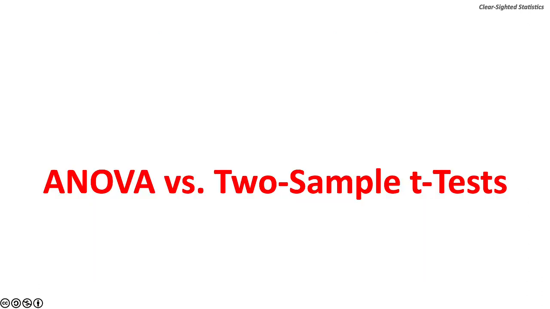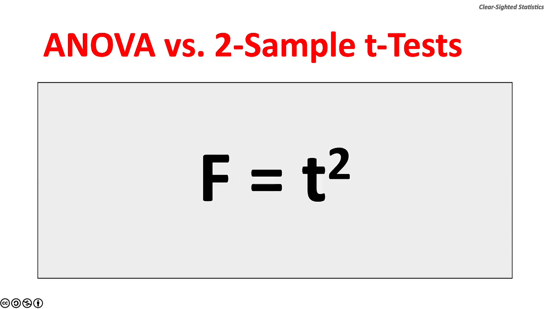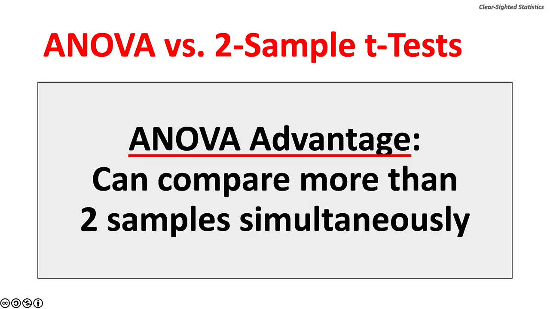Let's compare ANOVA tests to the two-sample t-tests for independent means. ANOVA is actually an extension of the two-sample t-test for independent means. F equals t squared. The big advantage of the ANOVA test is that it can compare more than two-sample means simultaneously without the buildup of type 1 error.